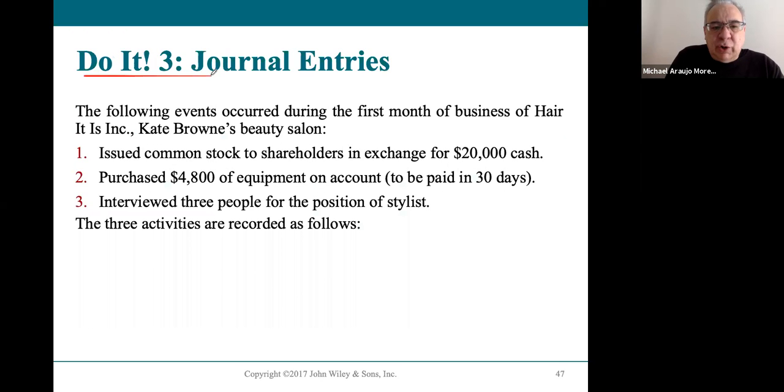Okay. So your do it exercise as given to you in your book. This is about Kate Brown's beauty salon called Hair It Is.